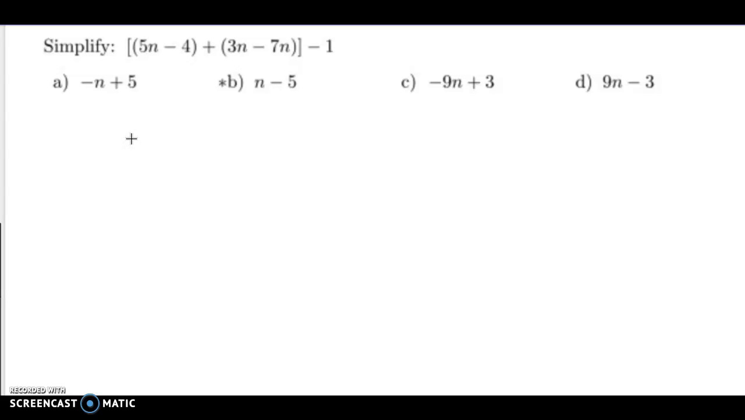I'm going to start by reading the directions, which only say simplify. And the reason why I'm not solving for n in this situation is because there is no equal sign. So remember on this one, we're just going to be combining like terms and simplifying.